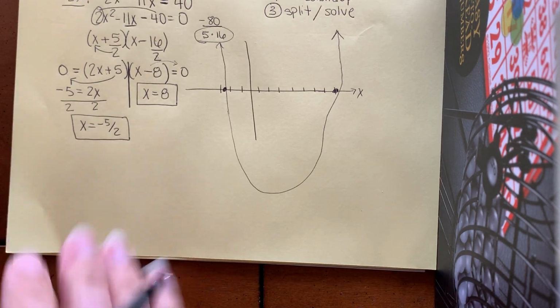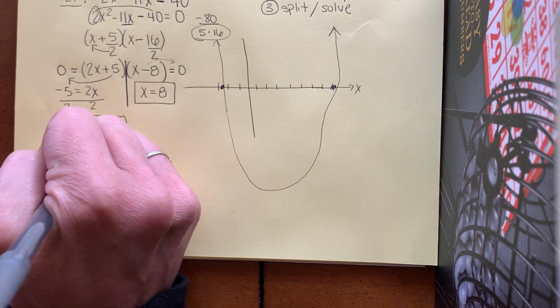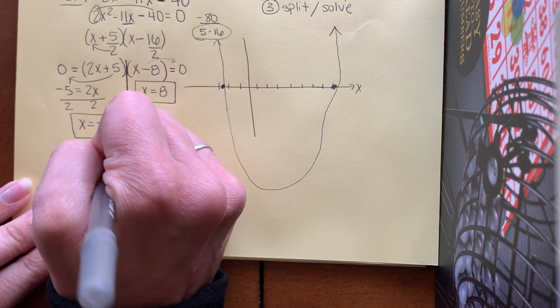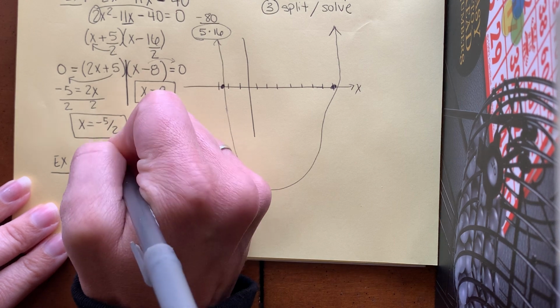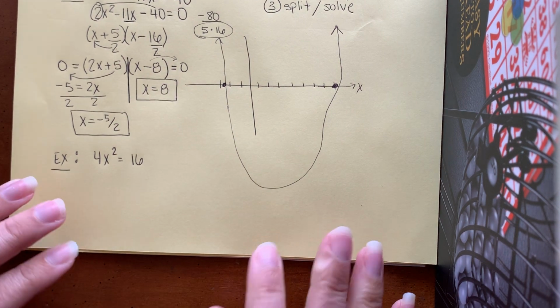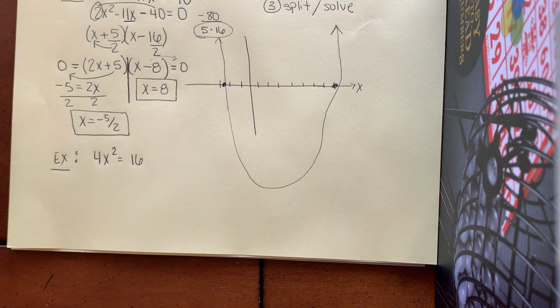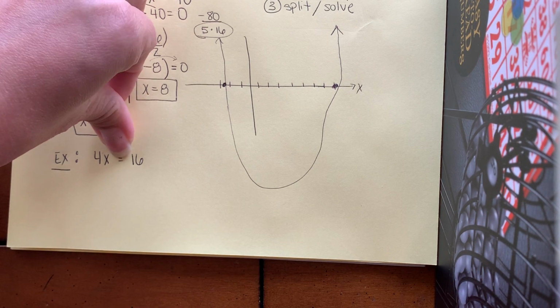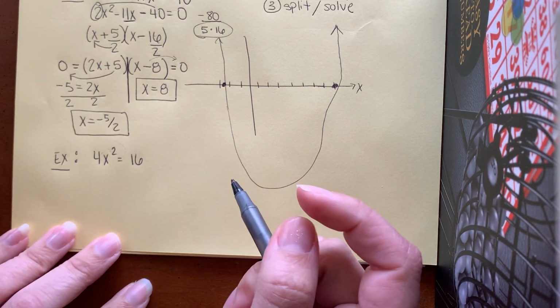So let me slide this up. Excuse me. 4x squared equals 16. Again, I know it's a quadratic because of the x squared. As long as you have an x squared, you know you're solving a quadratic. If that x squared wasn't there, then I would just simply divide by 4 and be done. But it's a quadratic, so we're going to follow the steps.